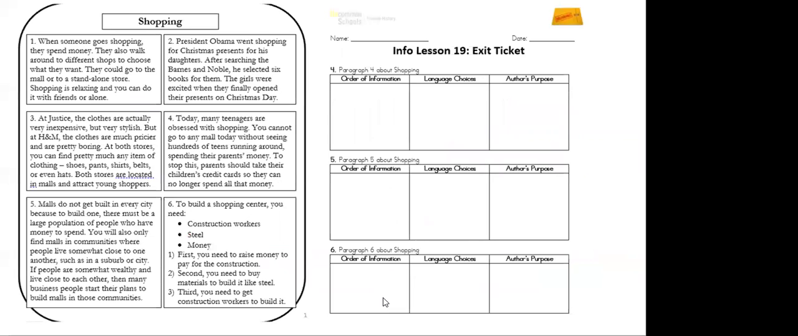Now it is your turn. You're going to do paragraph 4, 5, and 6 on your own using the graphic organizers attached, thinking about the order of information, the language choices, and author's purpose. As always, feel free to rewind this video to locate all your signage posters needed to help you on your way to success for the deliverable.